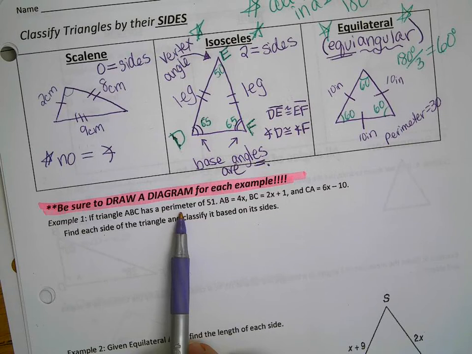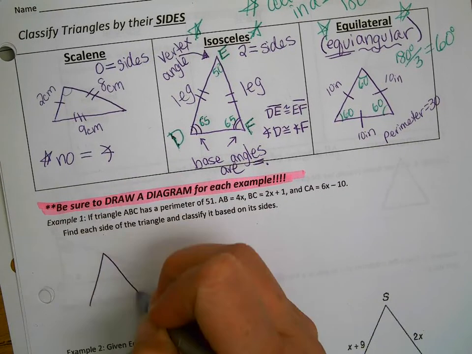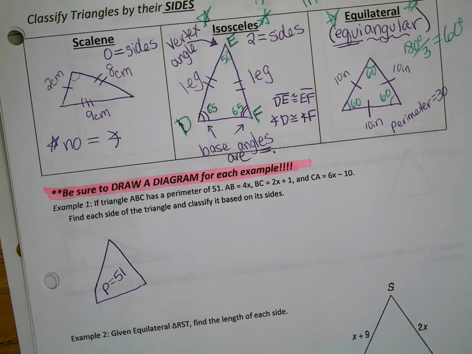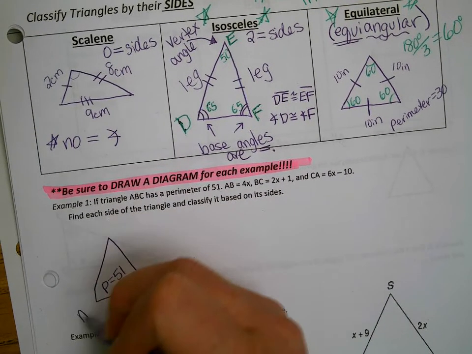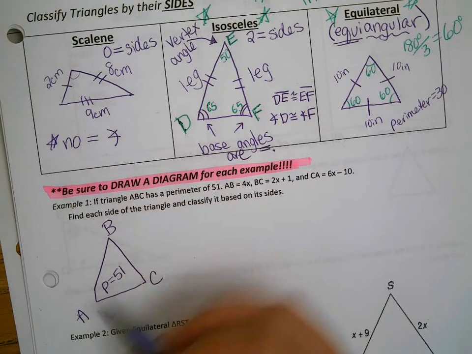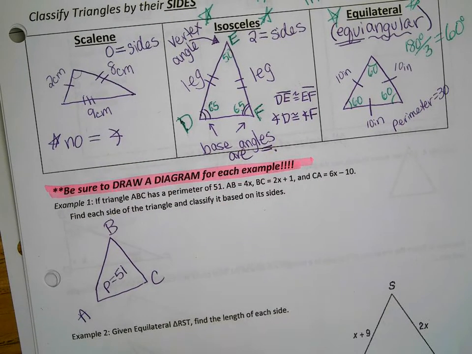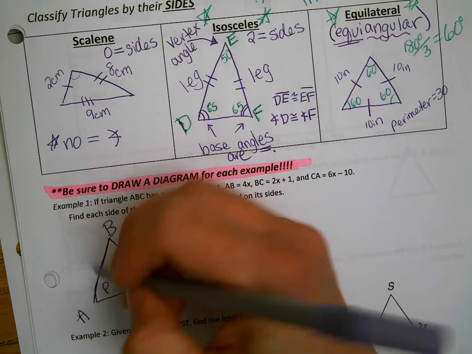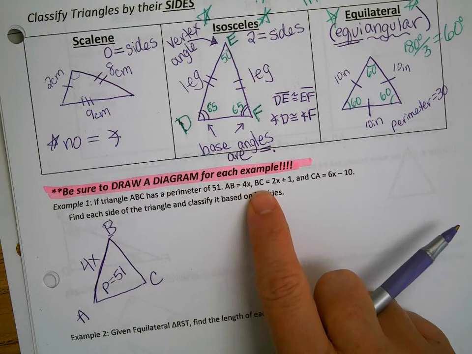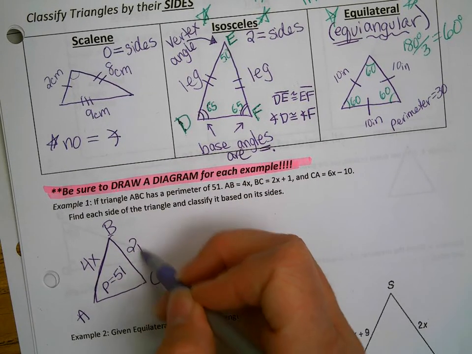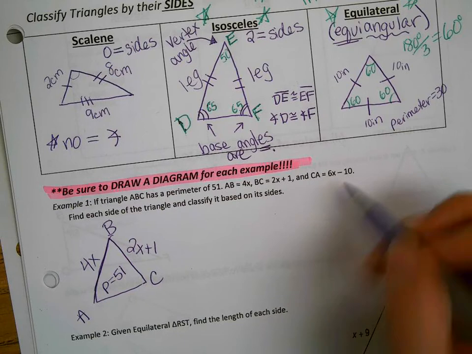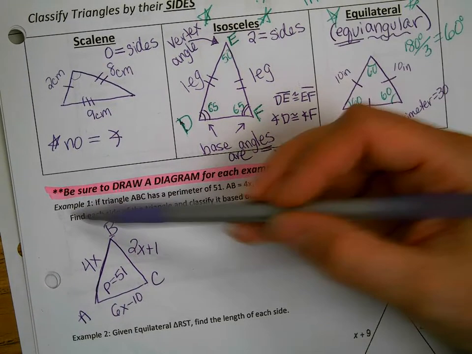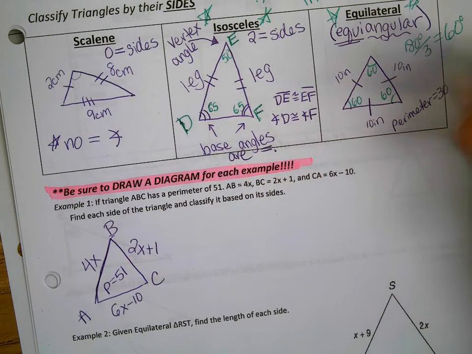If triangle ABC has a perimeter of 51, we're going to draw a triangle. P equals 51. I'm going to put that inside. And it's triangle ABC. So it doesn't matter where you put the letters, as long as you put them around the shape. A to B, however long it is from here to here, is a measure of 4 times x. B to C is twice the value of x, add 1. And C to A is 6 times the value of x minus 10. Find each side of the triangle and classify based on its sides.